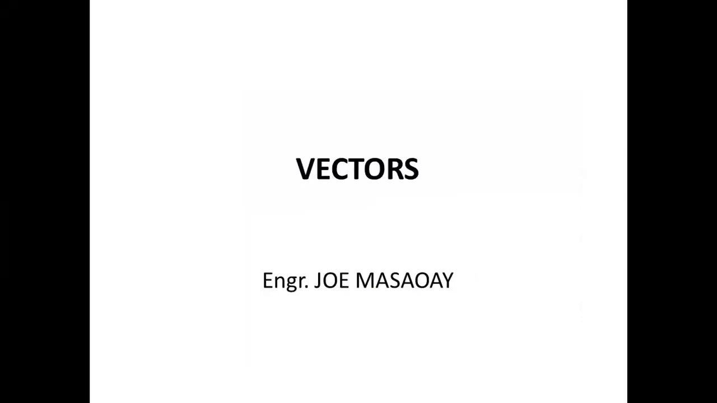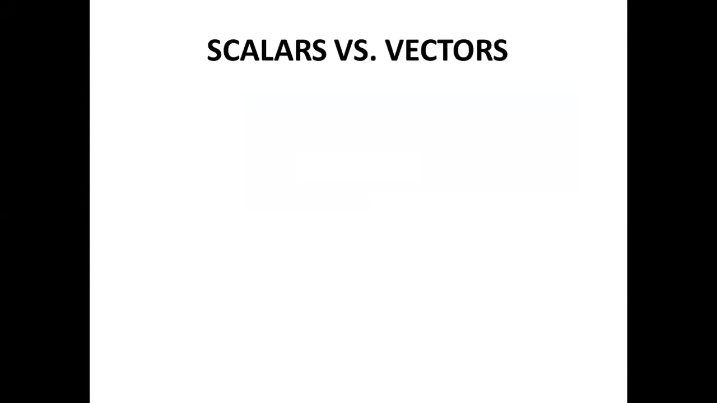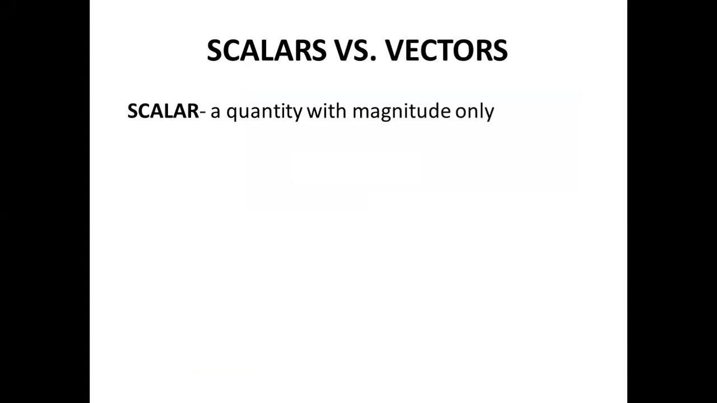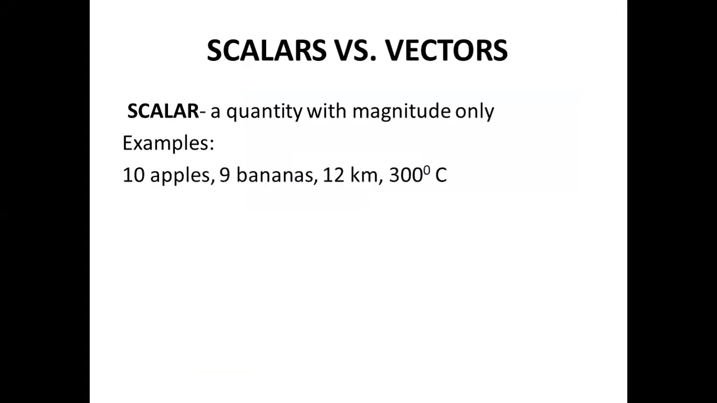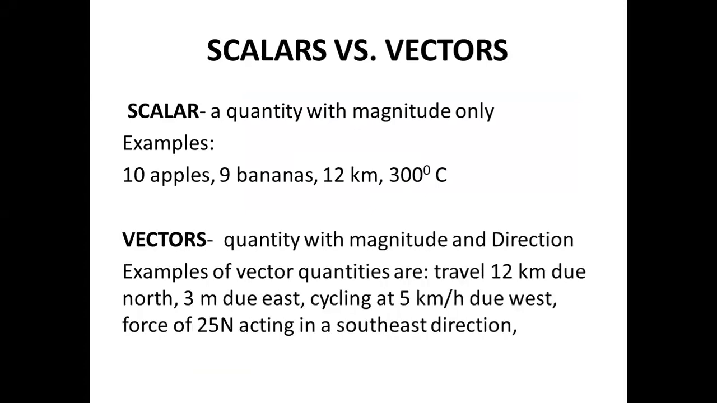This video is all about vectors. Now let's differentiate scalars and vectors. When we say scalar, it is a quantity with magnitude only. So we have the following examples: 10 apples, 9 bananas, 12 kilometers, 300 degrees Celsius, or a force of 25 newtons without any direction. On the other hand, vectors are quantities with magnitude and direction.